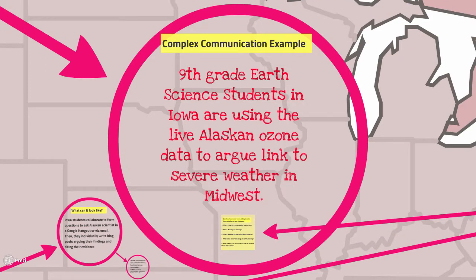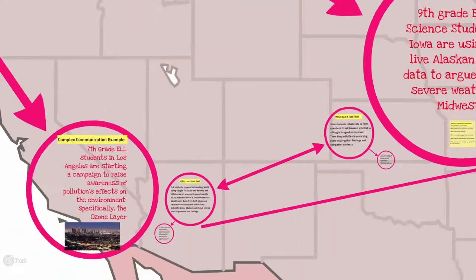In the meanwhile, in Iowa, we have these ninth grade earth science students that have been looking at severe weather and ozone and how that all works and if it's tied together. And a student poses a question, hey, I wonder if there's a link. And the teacher jumps on this and says, hey, let's see if we can find a link or try and prove a link or prove no link exists between ozone and severe weather in the Midwest. And so they start doing their research.